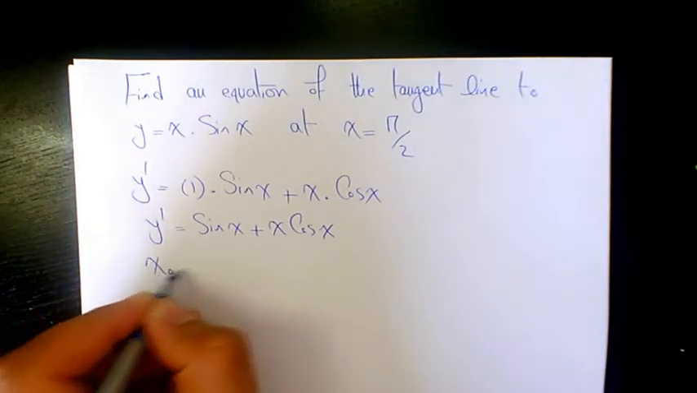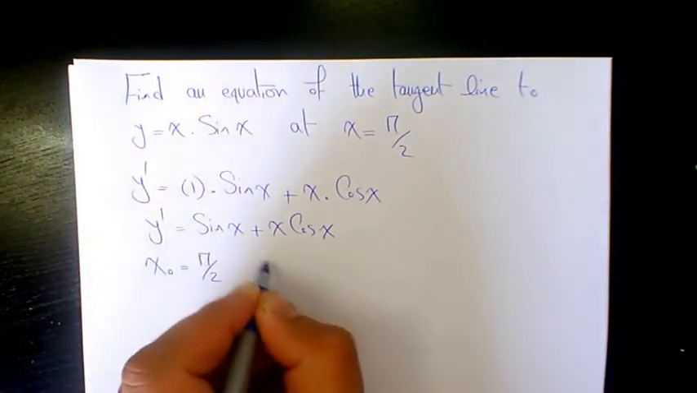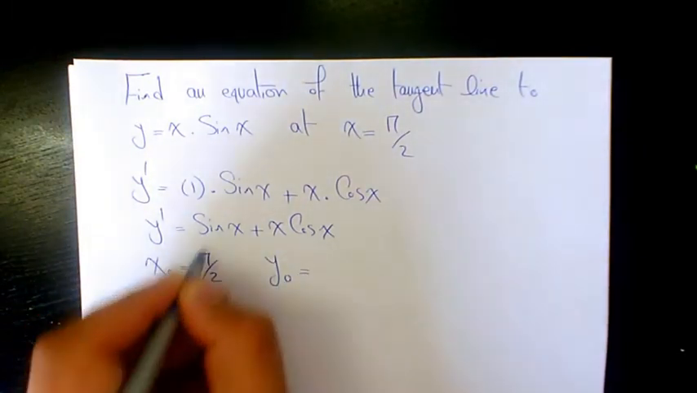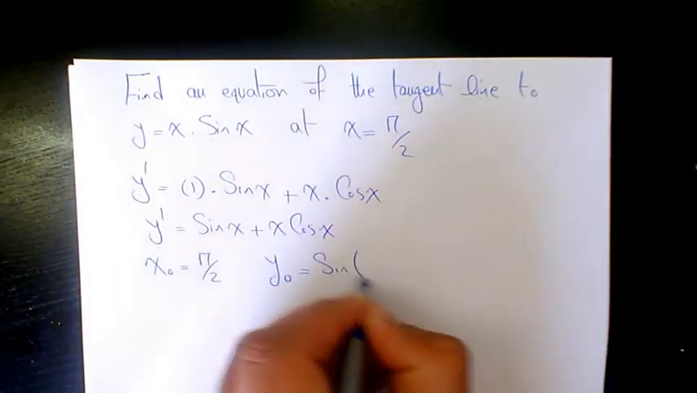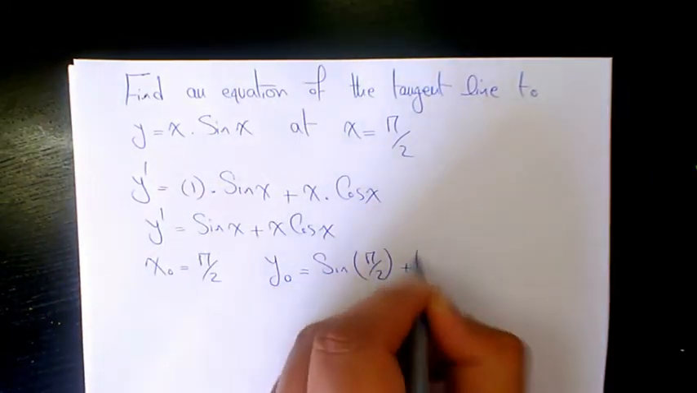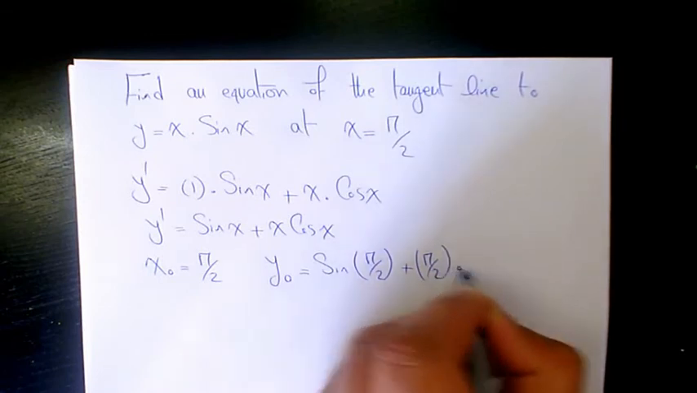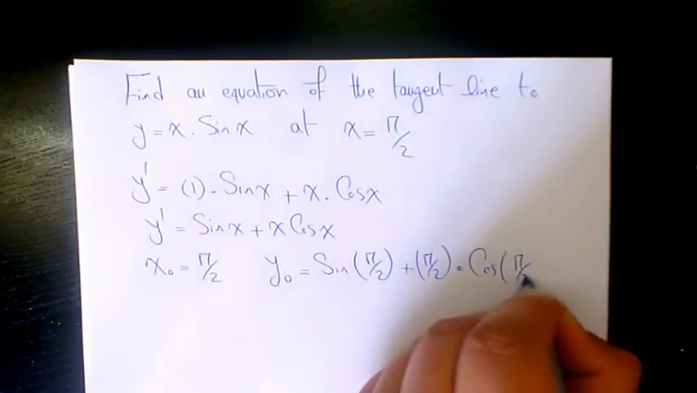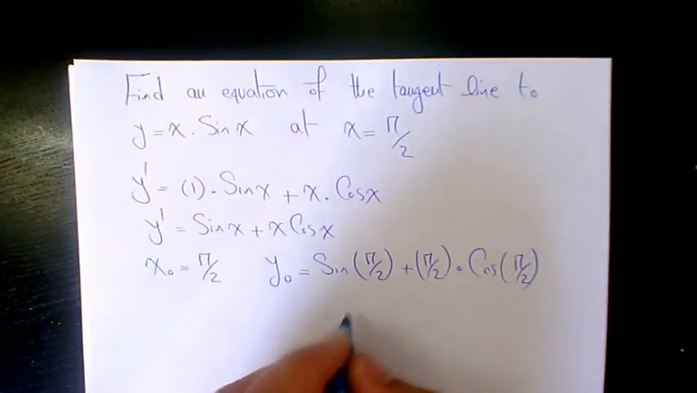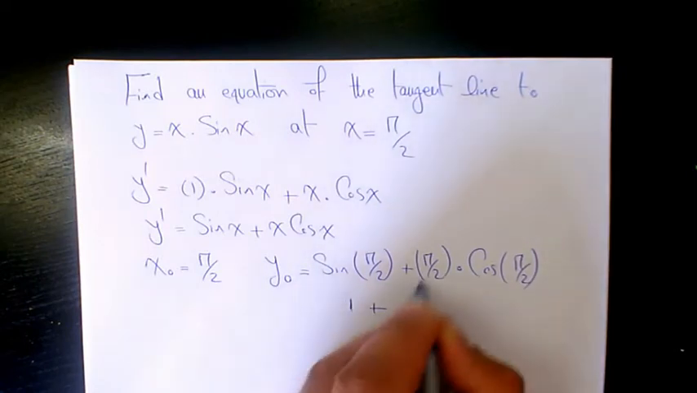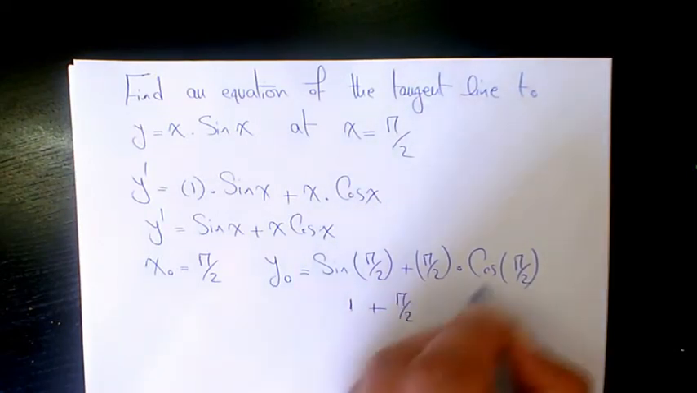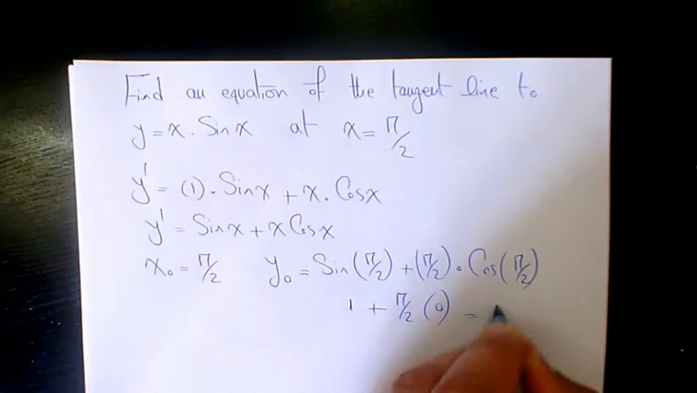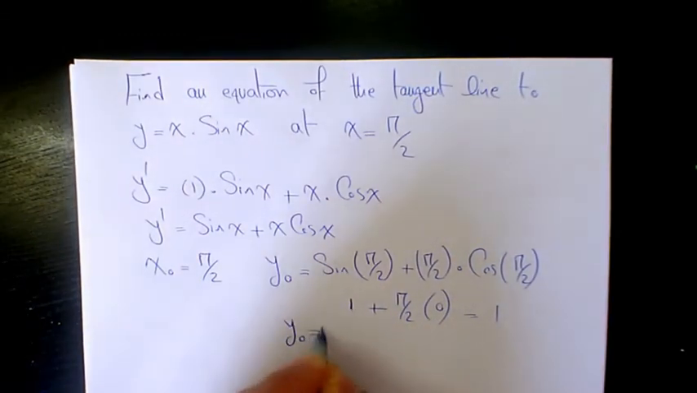Now x naught is pi over 2. We need to find y naught as well. We just sub it there. It's going to be sine pi over 2 plus pi over 2 times cosine pi over 2. So sine of pi over 2 is going to be 1, plus pi over 2 times cosine pi over 2, which is 0. So it's going to be just 1. So y naught is 1.